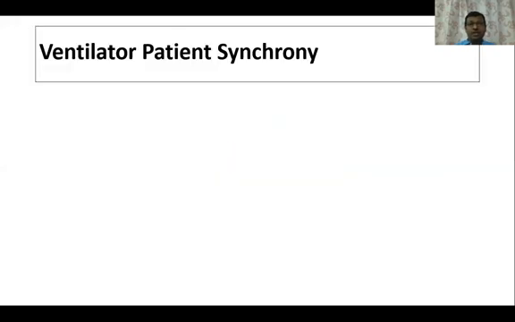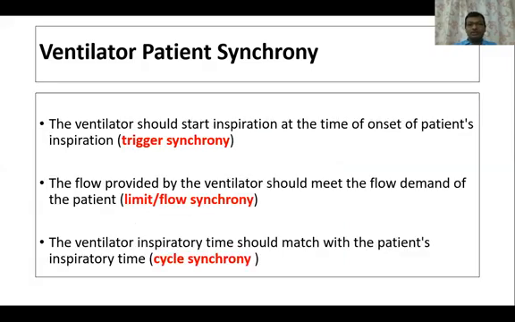Now, what do we mean by ventilator patient synchrony? The ventilator should start inspiration at the time of onset of the patient's inspiration. That is trigger synchrony. The flow provided by the ventilator should meet the flow demand of the patient. That is flow synchrony. And the ventilator inspiratory time should match the patient's inspiratory time. That is cycle synchrony.